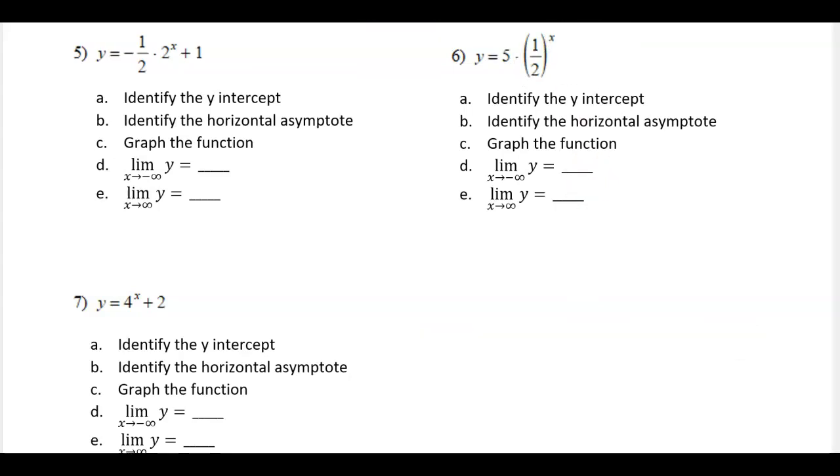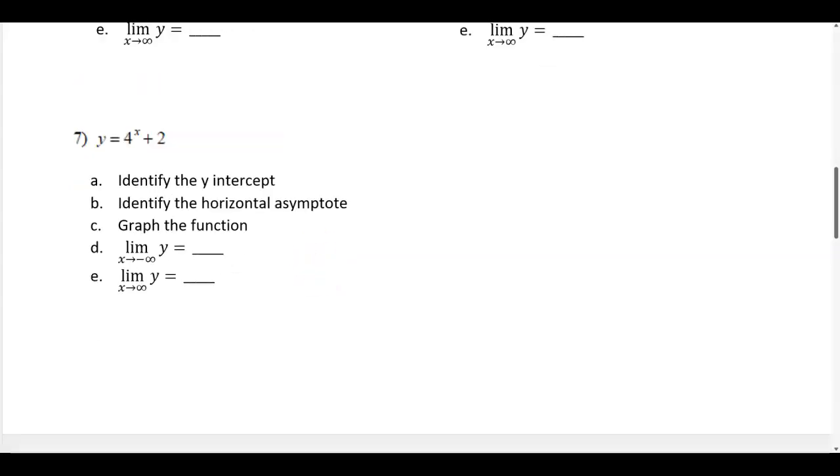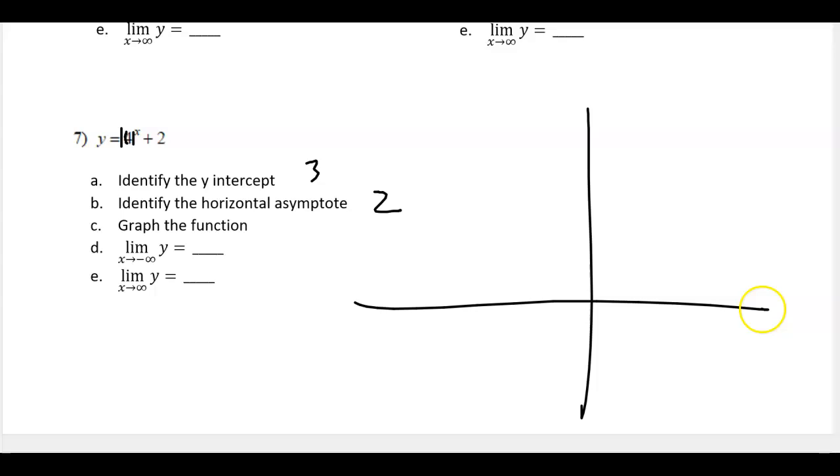Let's go ahead and take a look at one more graphing problem, number 7. On this one, we're missing the a value. This is the b value here, and the a is 1 when that happens. So the y-intercept is the 1 plus the 2, which is 3. The horizontal asymptote is just the 2. So we're ready to graph. Y-intercept is 3. Horizontal asymptote is 2.